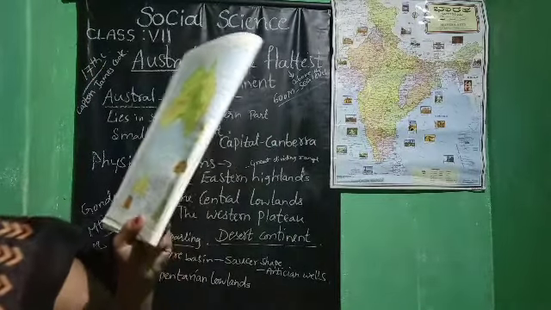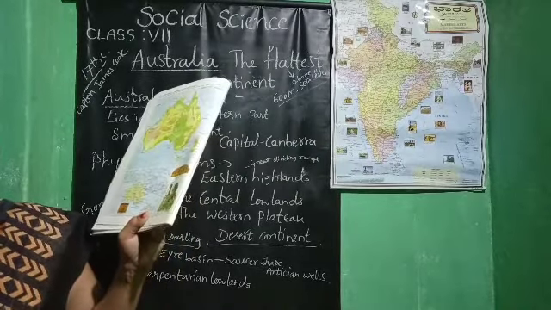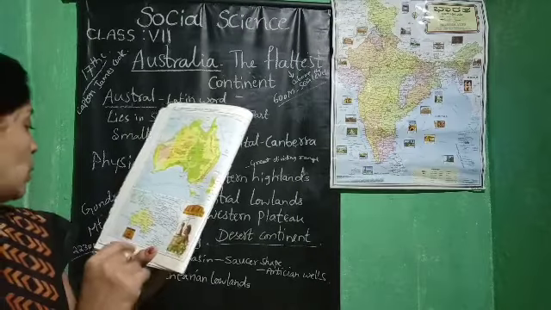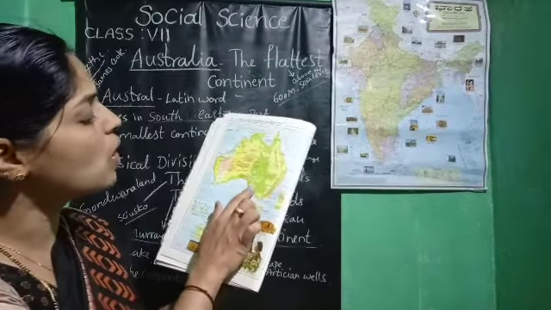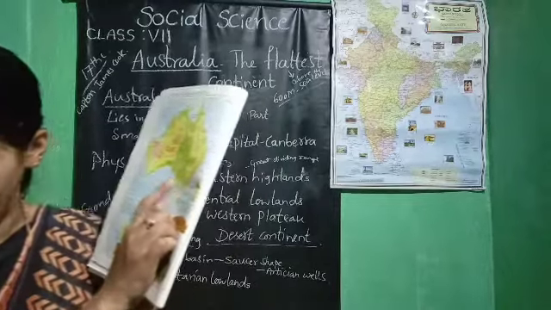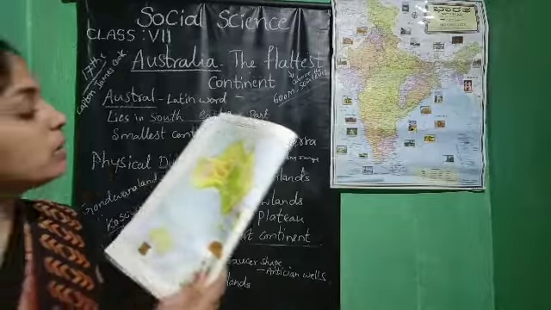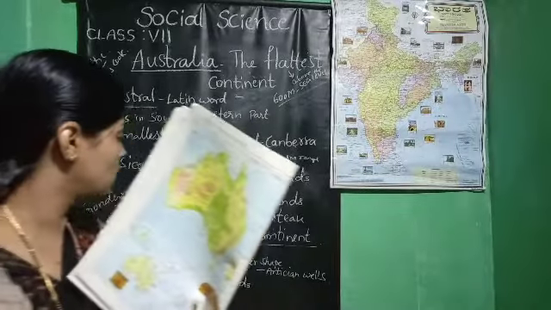Then apart from that, children, in this Central Lowland, there is the Gulf of Carpentaria lowland. Carpentaria, Gulf of, these are all called Carpentarian lowland. People live along the coastal lines, children. Understood? Then the third one is called the Western Plateau.